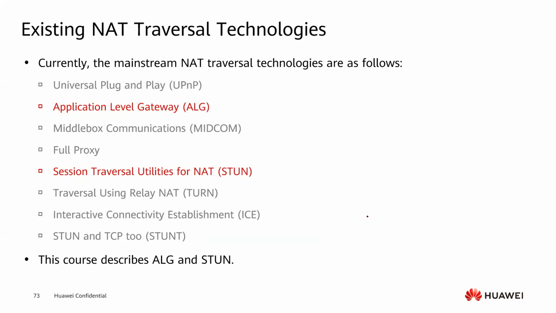Most of the time, NAT traversal will use two technologies. One is ALG, another is STUN. And IPsec NAT traversal also will be used. But because we talked about IPsec NAT traversal before, now we only talk about the other two types of NAT traversal technology: ALG, application level gateway, and STUN, session traversal utility for NAT.